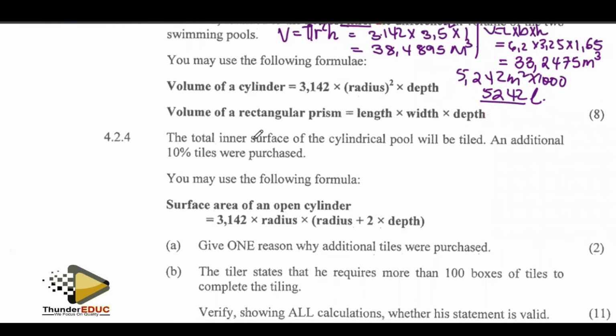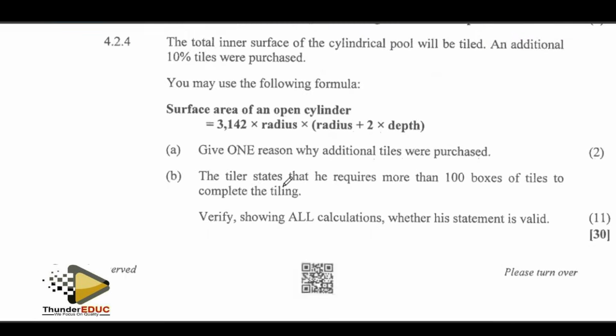Okay, the total inner surface area of the cylindrical pool will be tiled. An additional 10% tile was purchased. Give one reason why additional tiles were purchased. You can say for cuttings. You know, tiles are cut. All right, to cater for cuttings. Another thing, to cater for breakage, when it breaks.